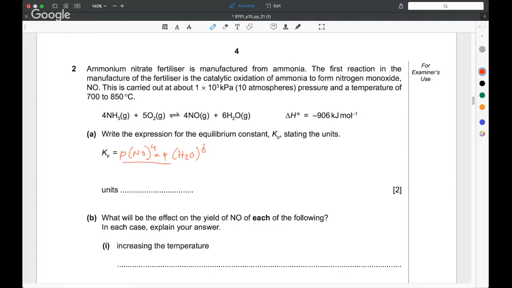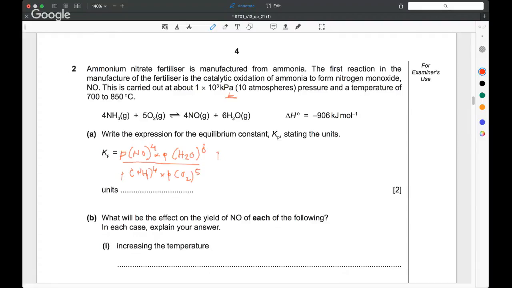And then the denominator is the reactants. You've got the partial pressure of ammonia, and you've got the partial pressure of oxygen. And again, we use the indices, which are based on the stoichiometric coefficients from the equation. All right, and it also tells you up here that they're measuring pressure in kilopascals. And so you want the units for this expression. Well, the units multiply up in exactly the same way that the quantities are being multiplied up.